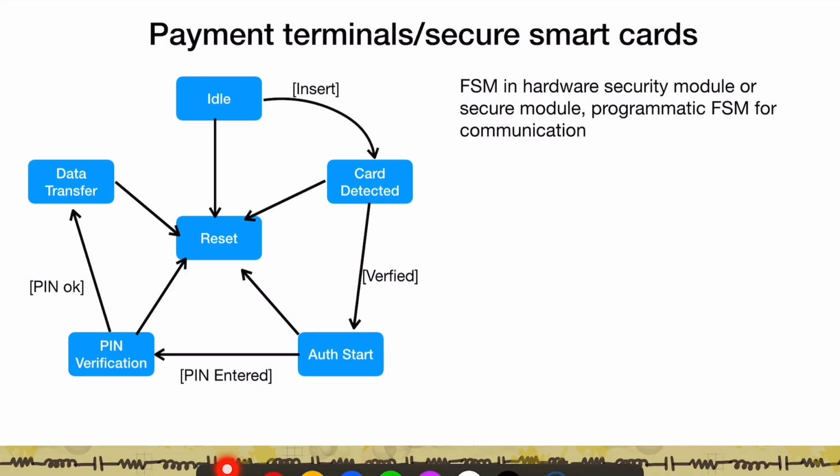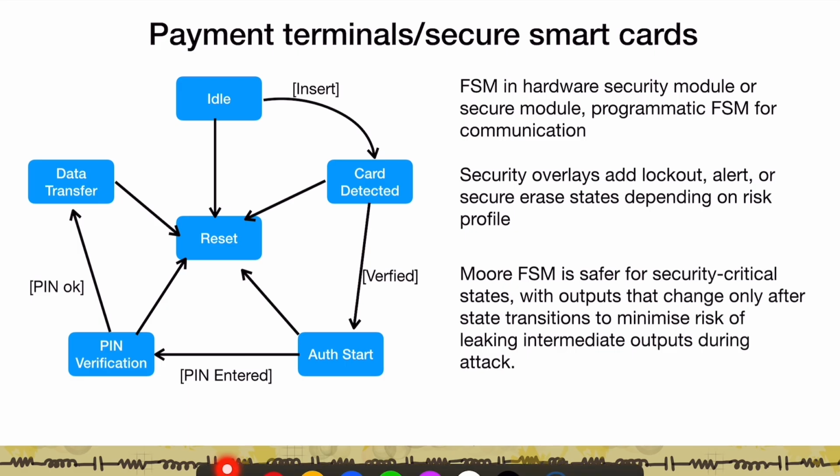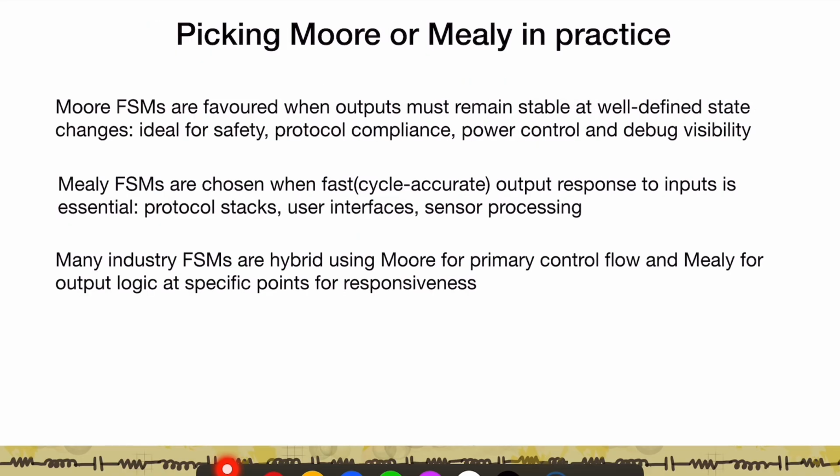And this is again implemented using a programmatic FSM. You can also add security overlays here for lockout alerts, and any other inputs or outputs you need to add, depending on what kind of risk appetite you have for an application. And typically for security critical states, it's useful to implement a Moore simply because the state transitions control the outputs, and so intermediate outputs don't tend to leak out. So a Moore FSM is typically recommended for safety critical.